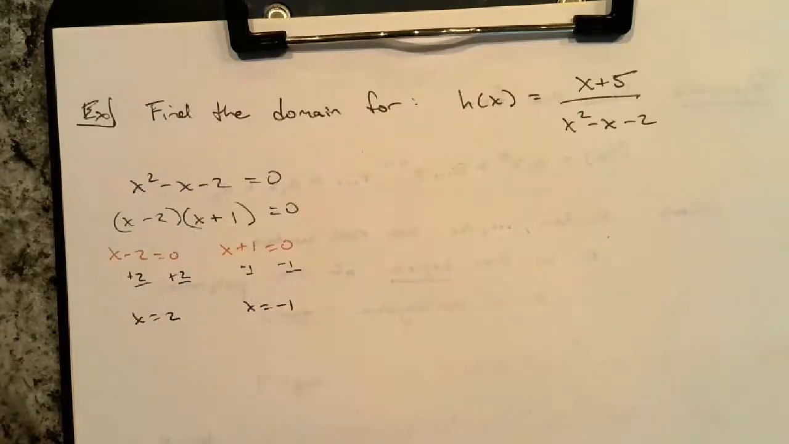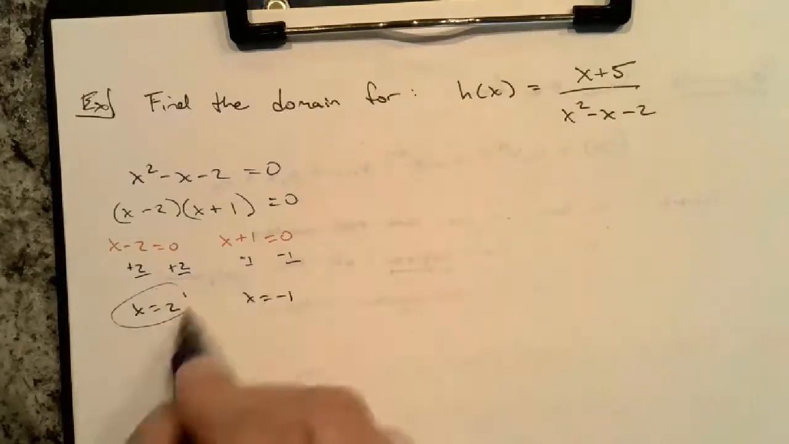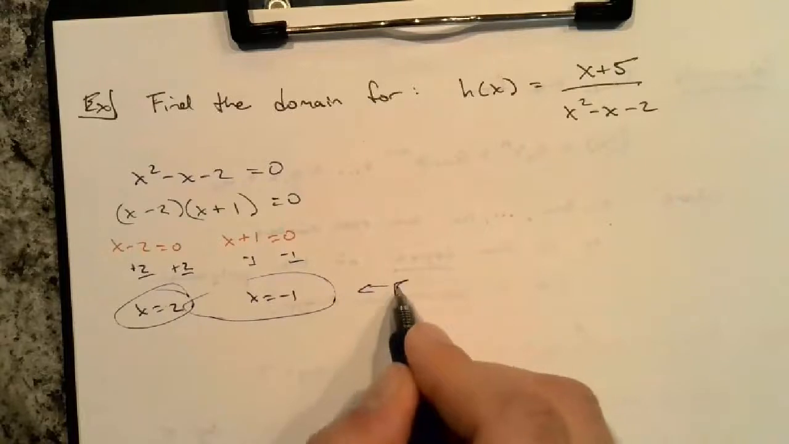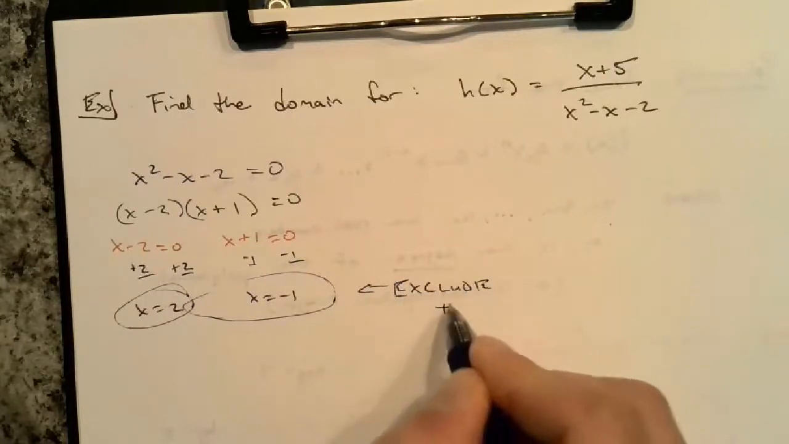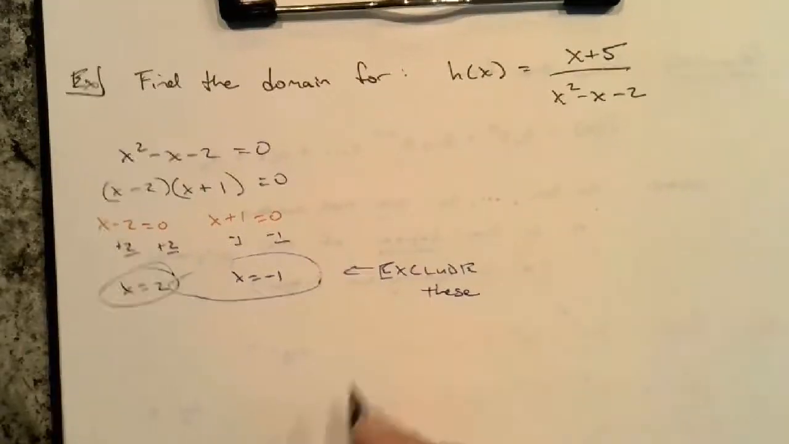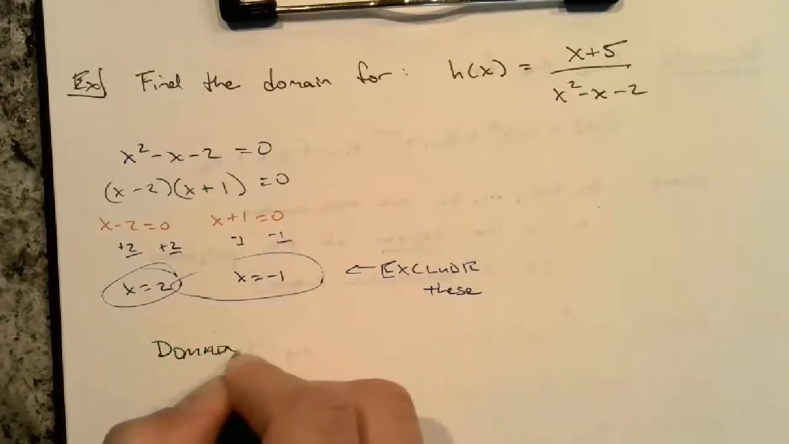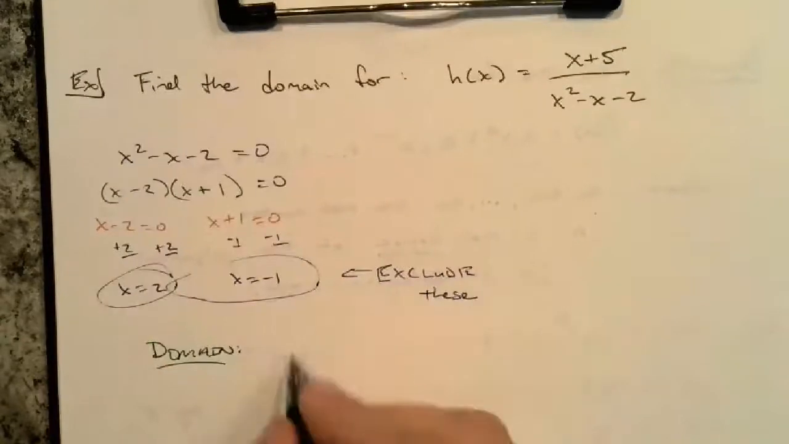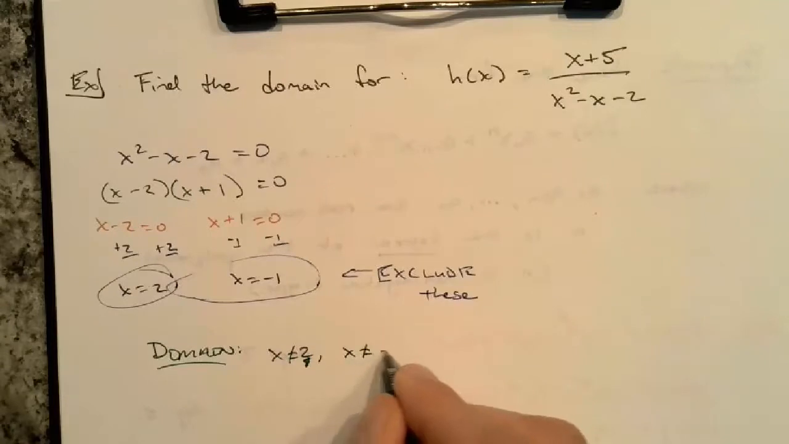Now these are the values that cause the denominator to become 0. What that means is that we want to exclude these, right? So when I write the domain, it's everything but those points, right? So my domain, we could say, is x doesn't equal 2 and x doesn't equal -1.